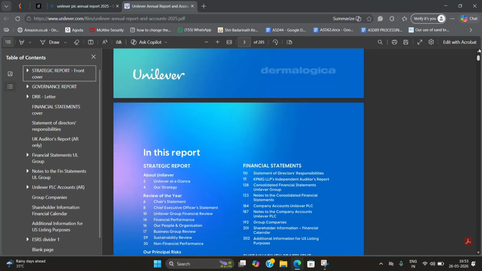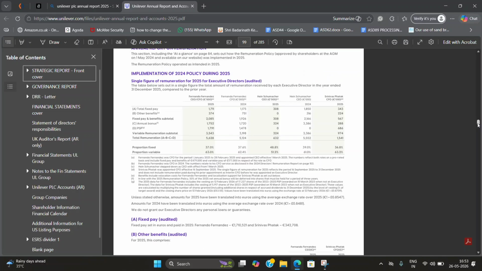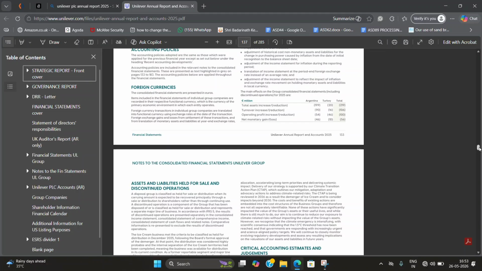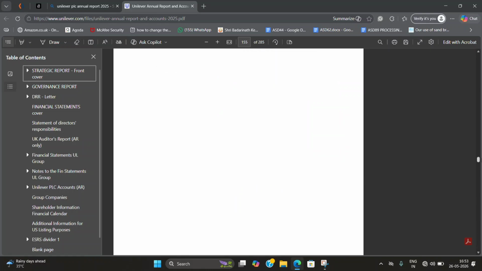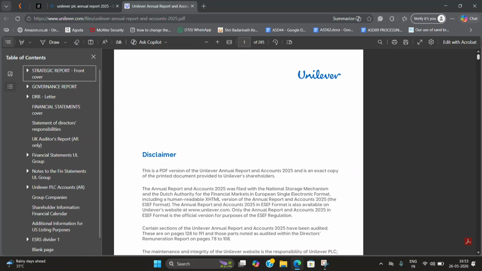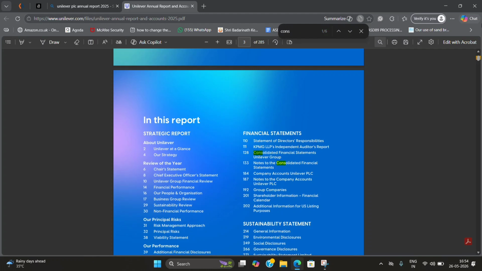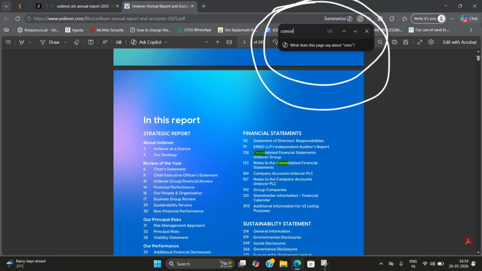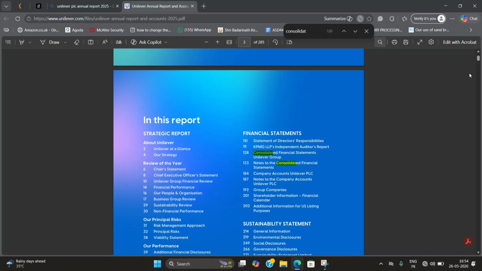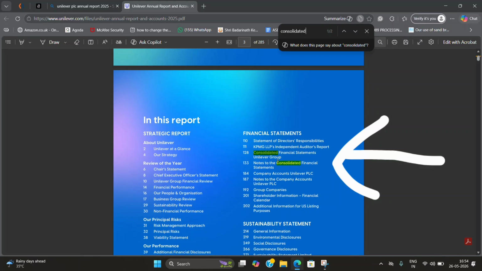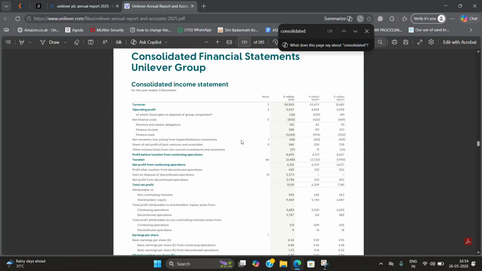The first thing that I want to tell you is that the annual report of a company is really big. So it is not possible for someone to read it entirely unless you are very much interested in it. So you have to use some smart shortcuts. I'll use Control F, which is a shortcut for find, and type this term: consolidated. The moment I typed consolidated, you can see that I have found the consolidated financial statements of Unilever Group and all the other necessary things that are required in this video. The page number for this is 128. I'll jump straight to it.